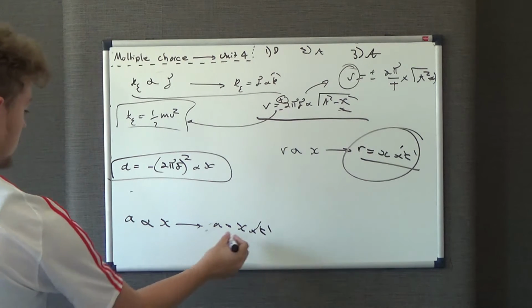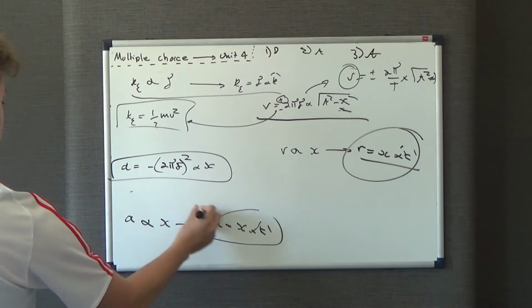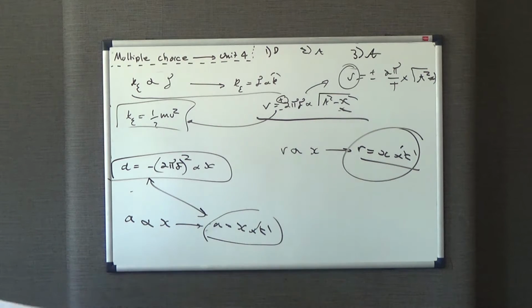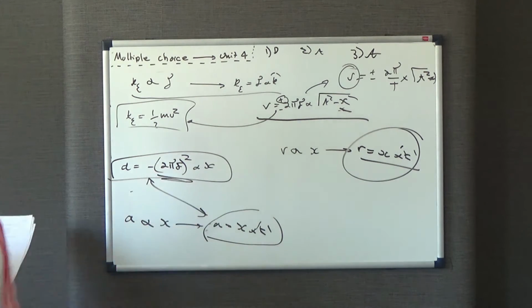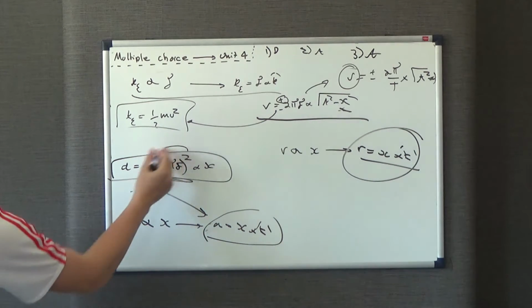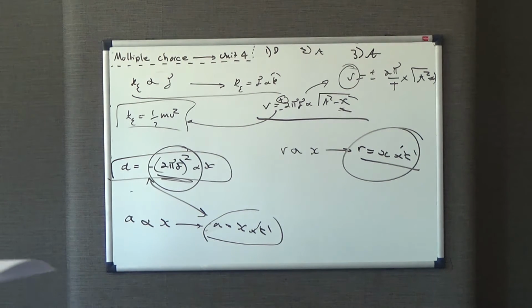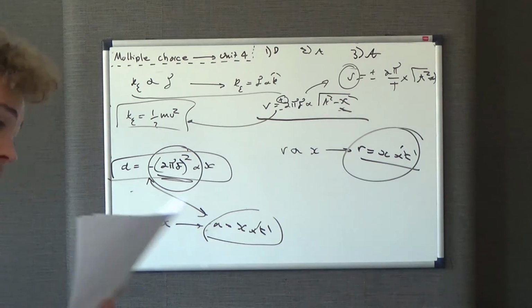So if we relate this equation to the acceleration equation, they've both got x in there, and this constant k is represented by the negative (2 pi f) all squared. So that's why it's D. Again, you can either use that or use knowledge.